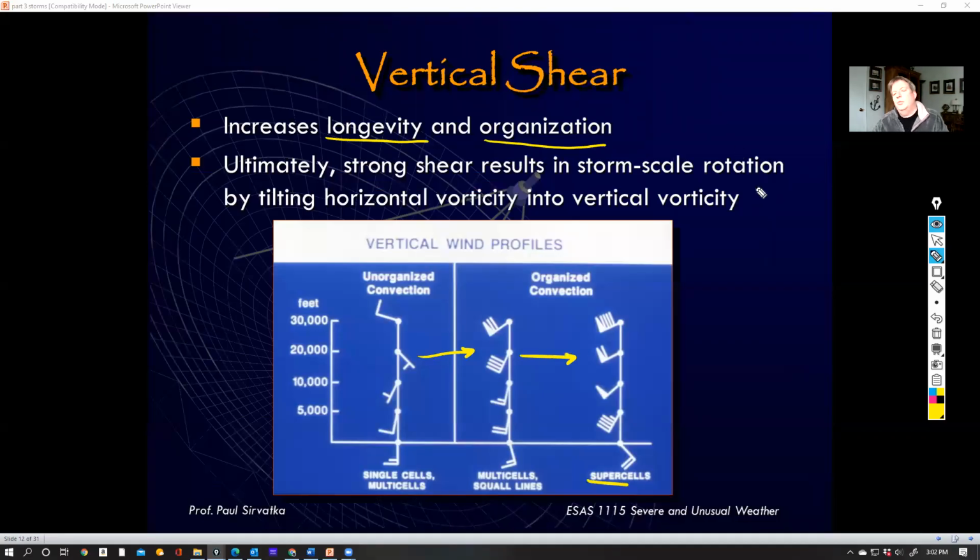And this is something we are discussing in class. I will not have a video on this, but in class, super important that vertical wind shear results in storm scale rotation because it tilts horizontal vorticity into vertical vorticity. This should make sense by watching some of the lectures from the actual virtual classes that we have.